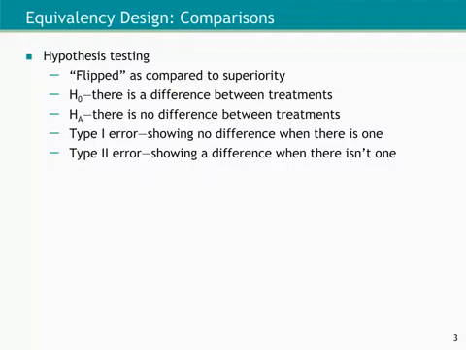So then, since we flipped our null and alternative hypotheses, we are also essentially flipping our type 1 and type 2 errors, so that for an equivalence design, the type 1 error is to show no difference when there is one, and the type 2 error is to show a difference when there isn't one.